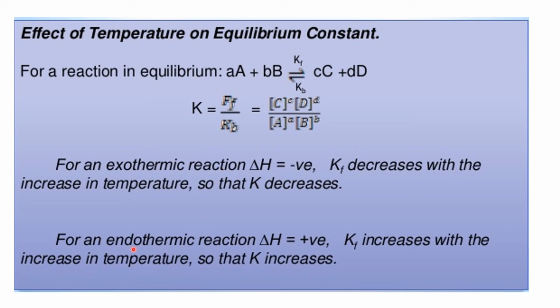If the forward reaction is endothermic, then Kf increases with increase in temperature. So what happens? The equilibrium constant value K increases. So whether the forward reaction is exothermic or endothermic predicts the behavior of the equilibrium constant.